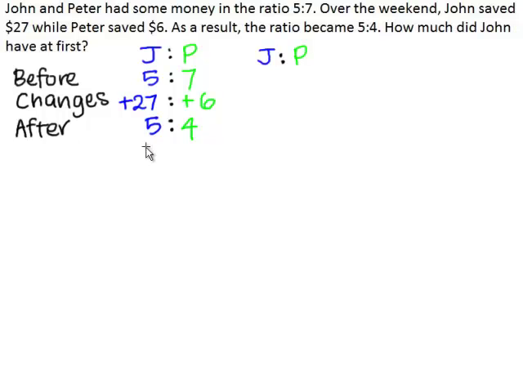Here there are 5 units for the after ratio for John. To get 20, 5 needs to be multiplied by 4. And so we will multiply all the elements on John's side of the ratio by 4. Here we have 5 units, and 5 times 4 will give us 20. Here we have plus 27, and plus 27 multiplied by 4 will give us plus 108. And here we have 5, and 5 times 4 will give us 20.